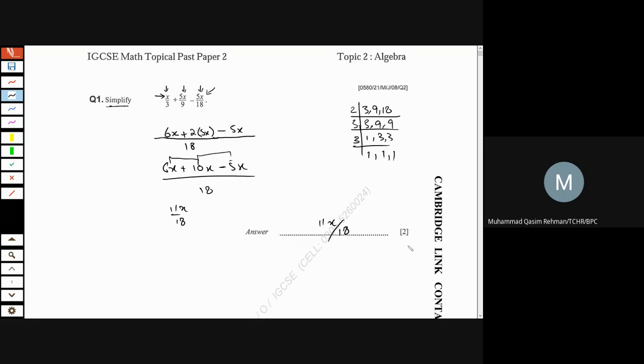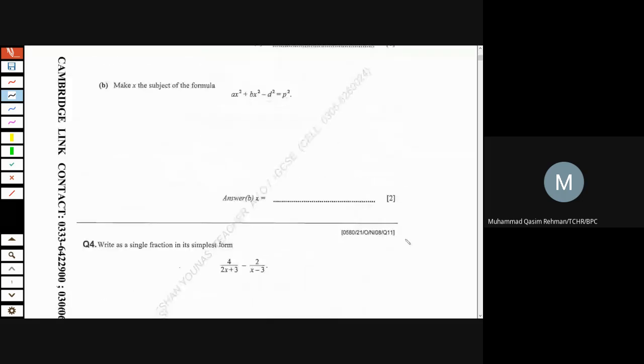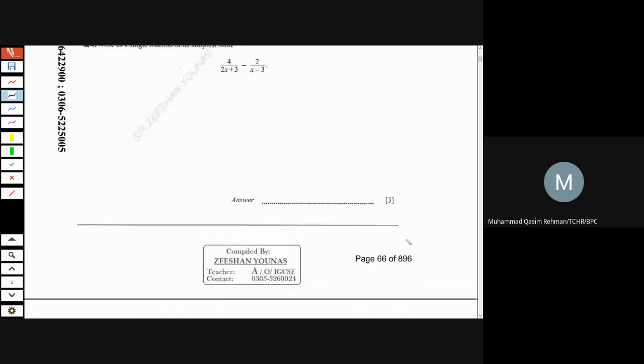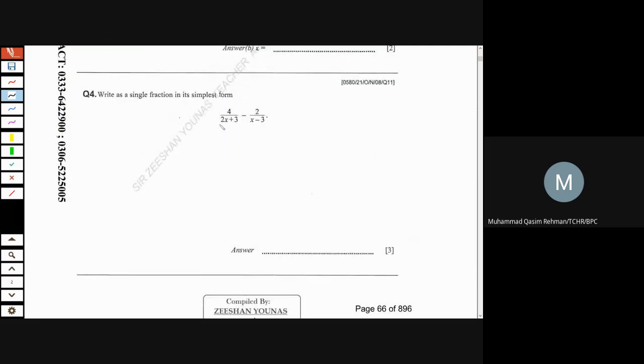Got it? So this was simple. Okay, now let's just move on to the proper algebraic fraction. Okay, now look at this one. What case is this? Look at the denominators. First of all, can we factorize any of the denominators over here?